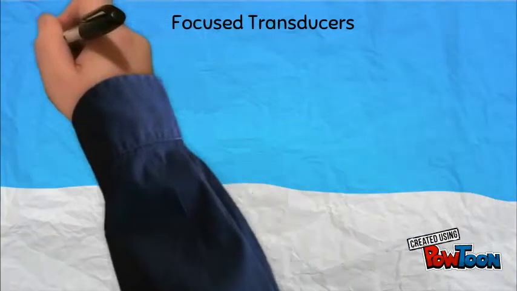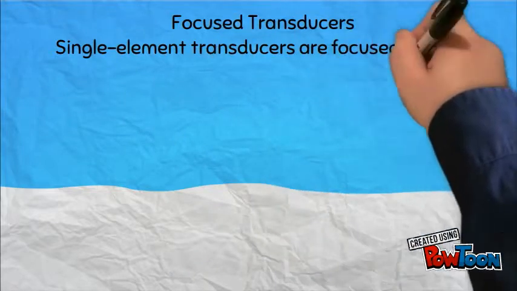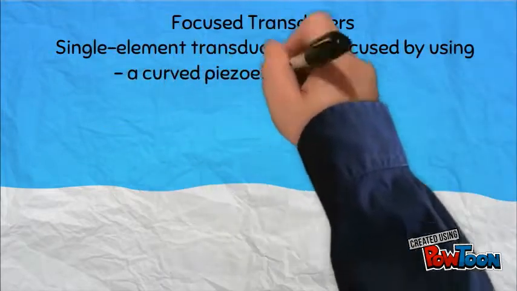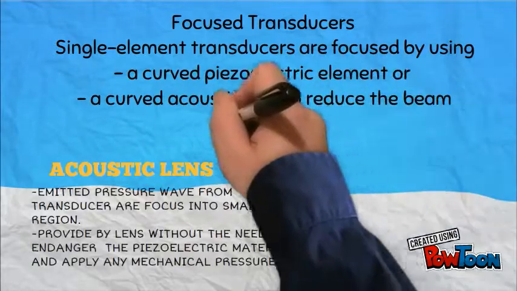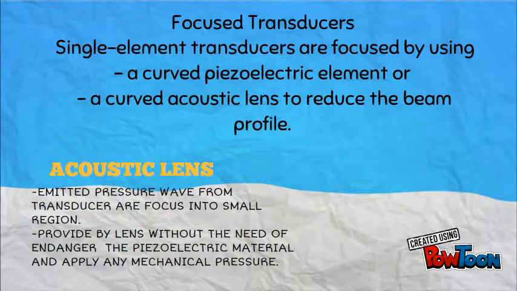Single element transducers are focused by using a curved piezoelectric element or a curved acoustic lens to reduce the beam profile. With an acoustic lens, the emitted pressure wave from the transducer is focused into a small region provided by the lens, without the need to alter the piezoelectric material or apply any mechanical pressure.